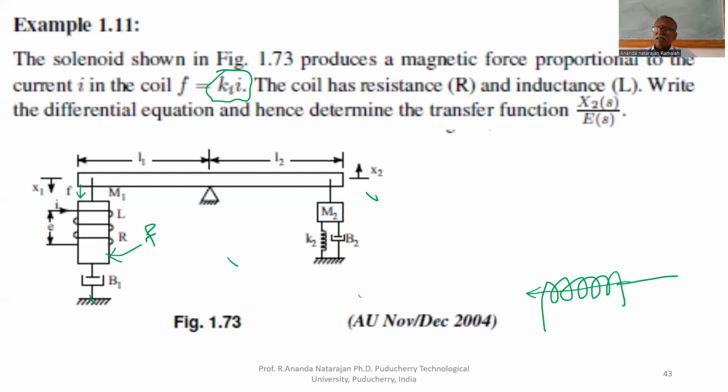The force developed is F. The force is equal to K1 times I, where I is the current through the coil. That's all. Instead of giving simply force, it is given like this to make you confused.